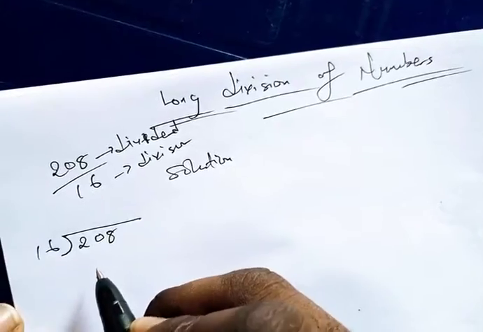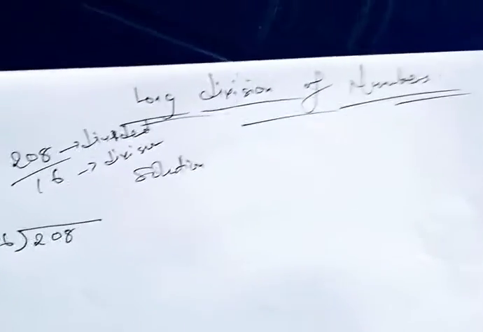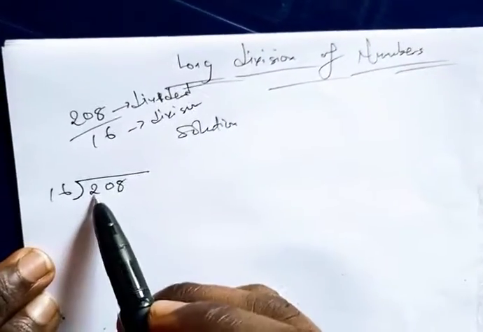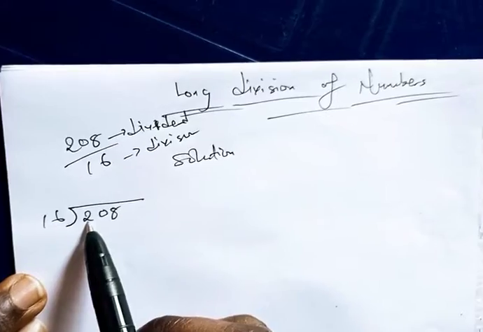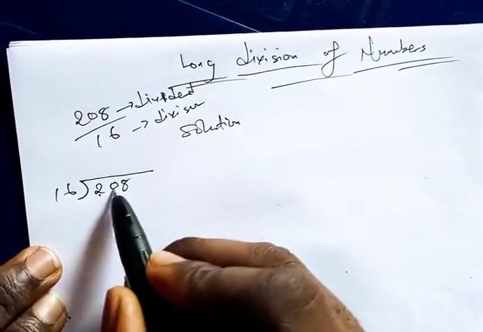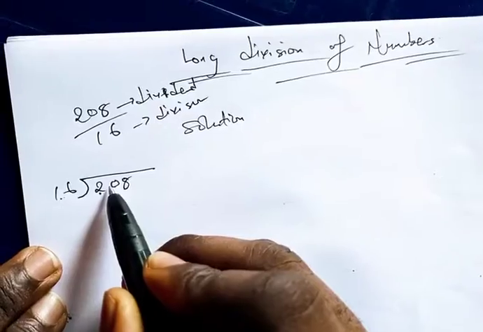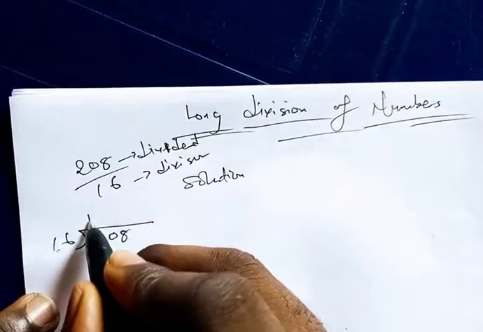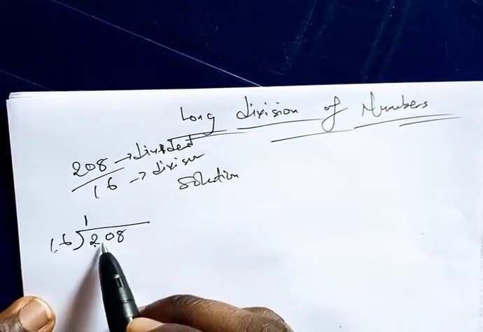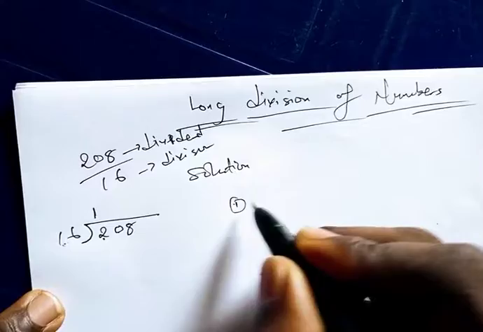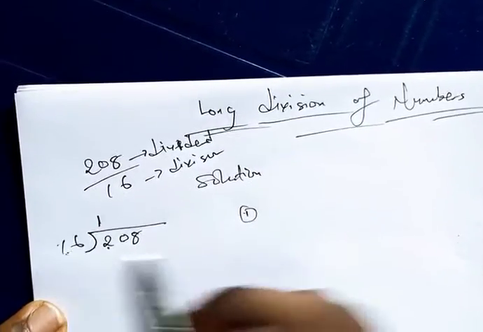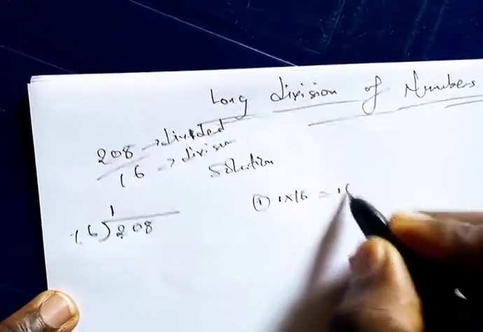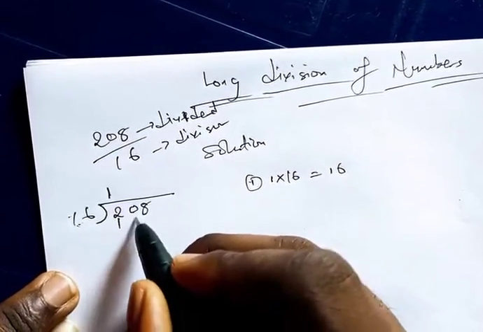So first thing is to follow a series of steps, and the first is to see if 16 can go into 2. Now 16 can't go into 2, so we think if 16 can go into 20. Quite alright, 16 can go into 20. How many times? Once. So we write it here. Then we multiply. That's the first step, is to multiply 1 by 16, and we get 16. So that is the 16 here.